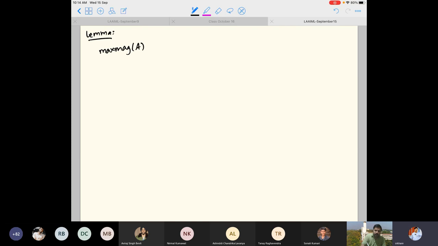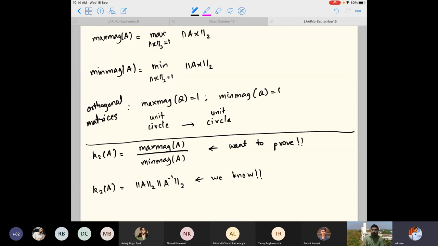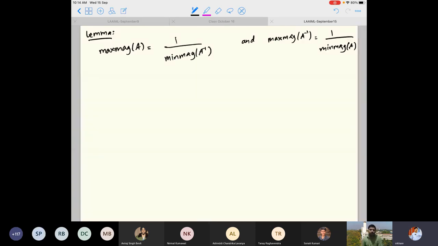So minimum magnification of A is actually 1 upon maximum magnification of A inverse, and maximum magnification of A inverse is actually 1 upon minimum magnification of A. Okay, so these are the two results that we really want to prove, and once we prove these results, then our job is done, right? We can prove this interpretation of condition number as maximum magnification and minimum magnification ratio.